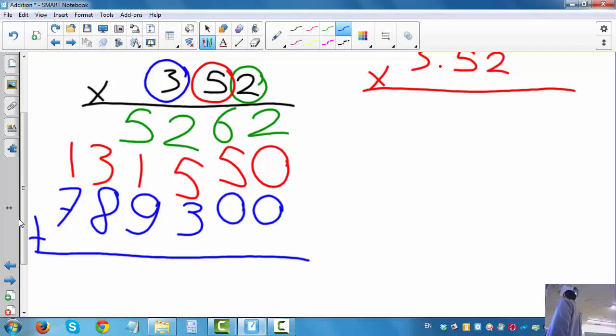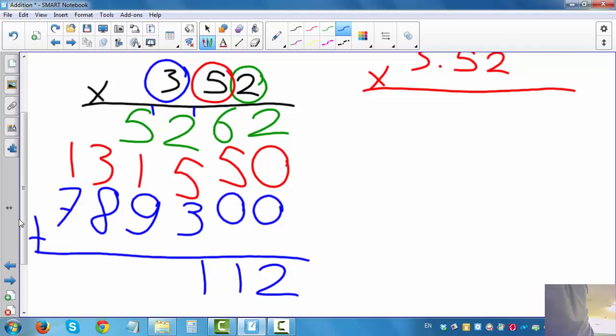2, nothing gives me 2. 6, 5 more is 11. 2 digits again, 11. The 1 goes there, the 1 goes up here. So 1, 2 more is 3, 5 more is 8, and 3 more is 11. 1 more 11, and the 1 goes here, 1 goes up here.